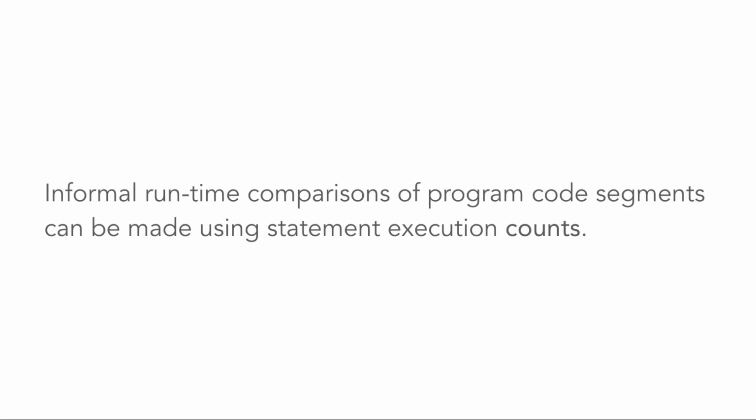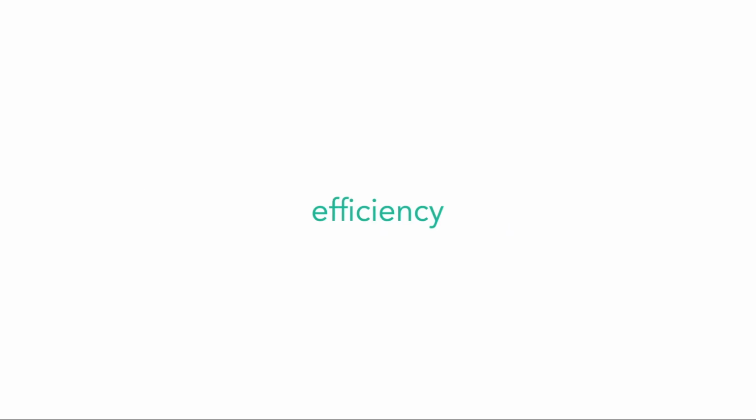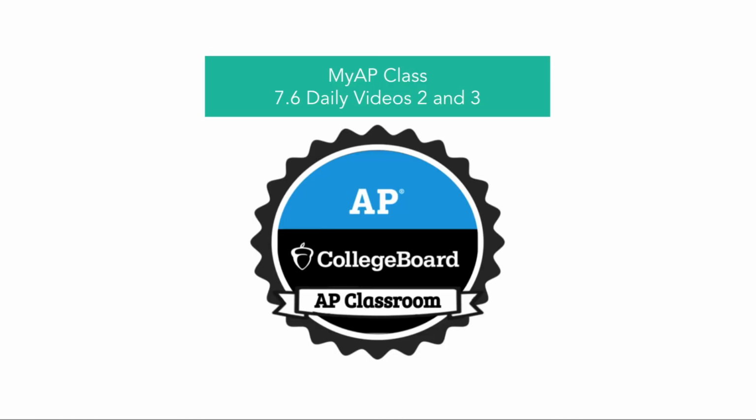Informal runtime comparisons of program code segments can be made using statement execution counts. Just as we had used statement execution counts in previous units to determine the efficiency of a program, we can use them again to compare the efficiency of the different sorting algorithms that we come across. It's important to consider execution count and efficiency when deciding which sorting mechanism to use. Efficiency in algorithms is about how fast they can execute. Many times we call them the big O. In my AP classroom, the 7.6 daily video number 2 walks through the insertion sort algorithm. Video 3 addresses the execution count in more detail.